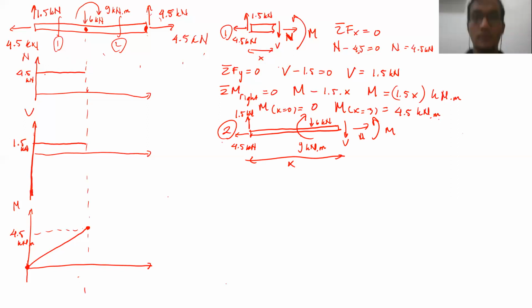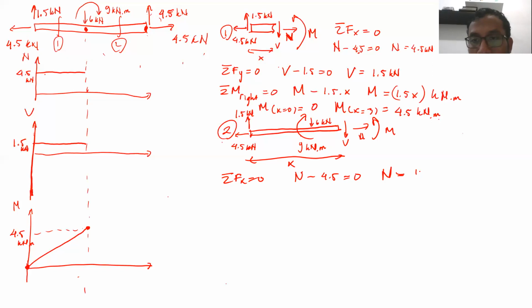Okay, now using sigma Fx equal to 0, I will find out that N minus 4.5 kilonewton is equal to 0. So my N is the same as 4.5 kilonewton, which is the same as before. So if I draw the distribution, it will be just constant like that.